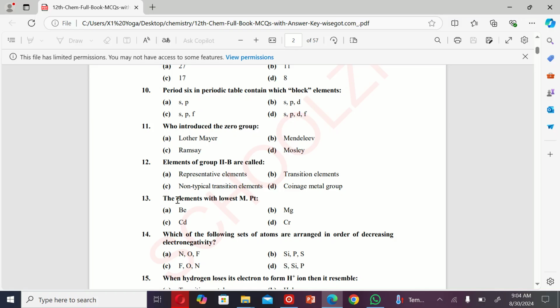The next MCQ is: the element with the lowest melting point, A, B, C, magnesium, C, Cd, and D, Cr. So the correct option is B, magnesium.